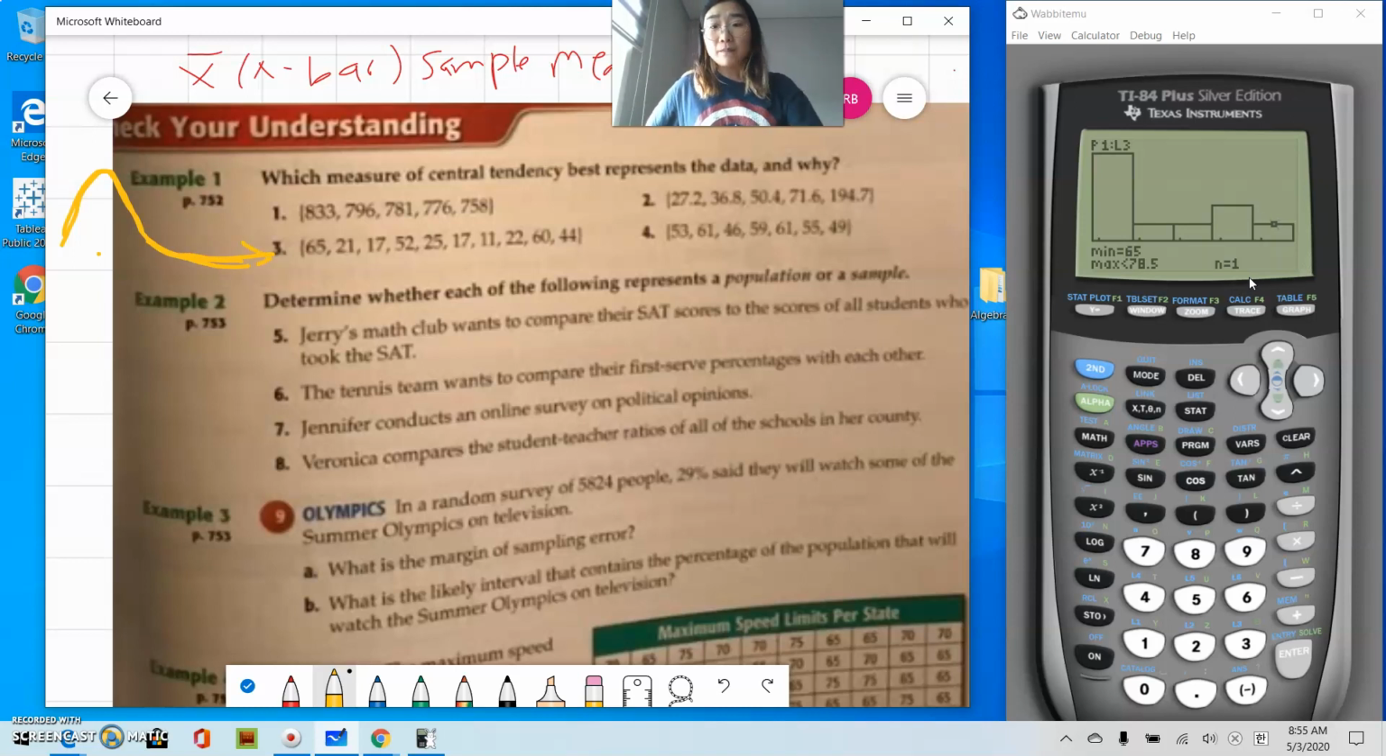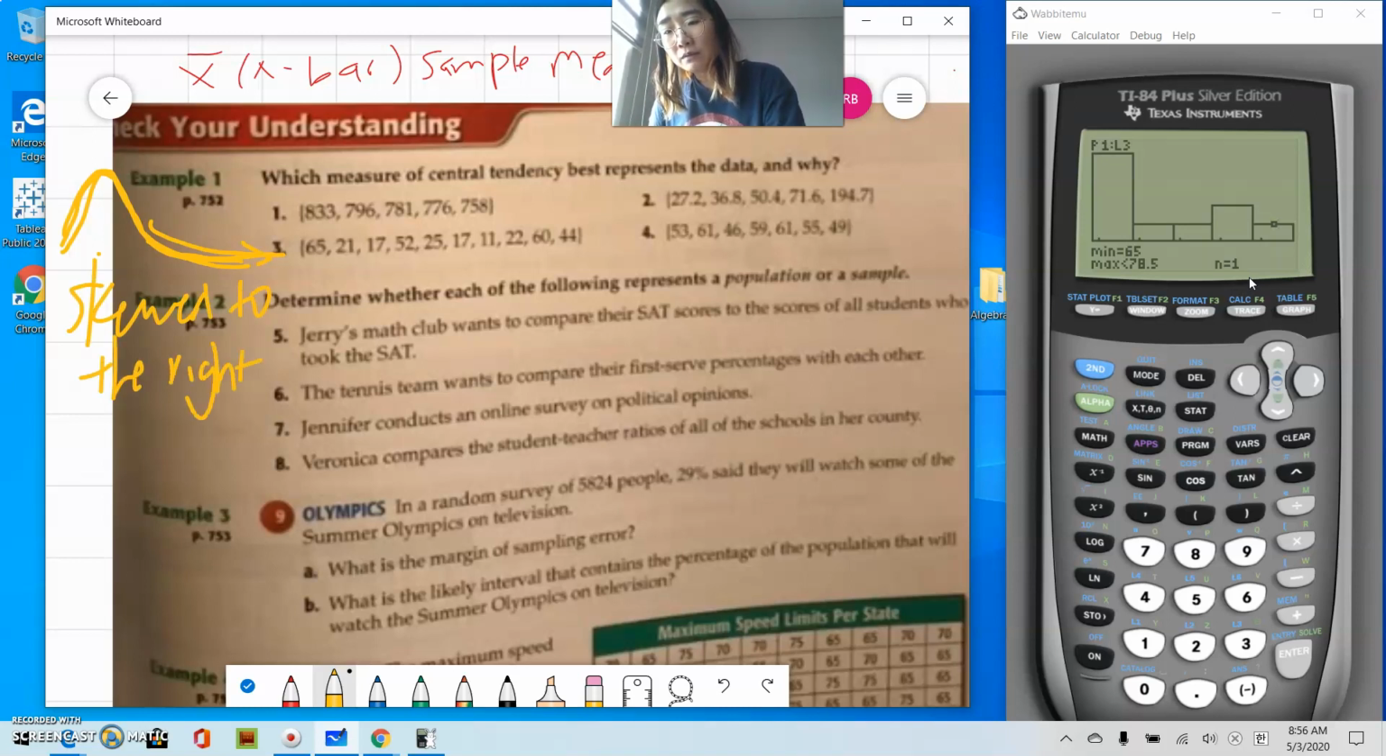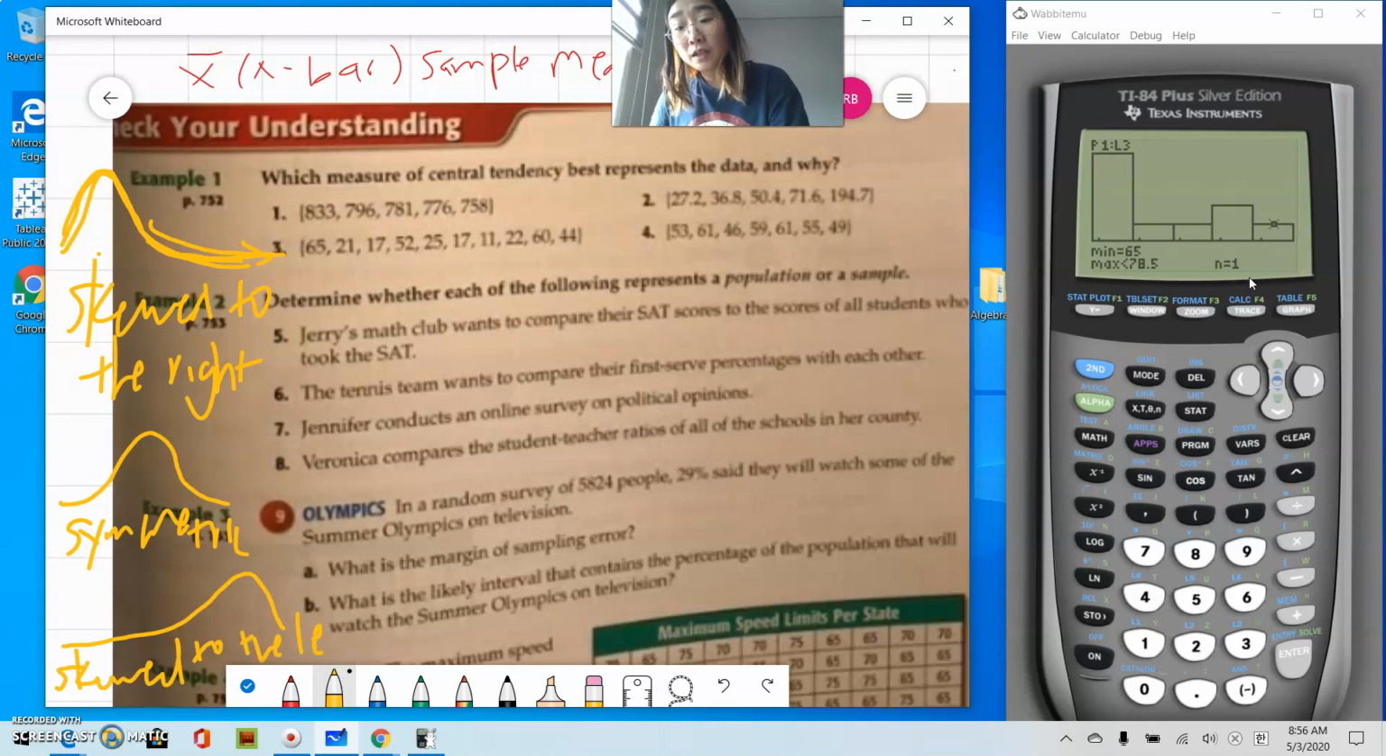There's not as many. So when you draw a little imaginary line over your histogram, and if you have a tail to the right, we call that skew to the right. And if you have about an equal amount of tail, then we call it symmetric. And if we have a tail to the left side, we call it skew to the left. So these are most of the cases that you will see.